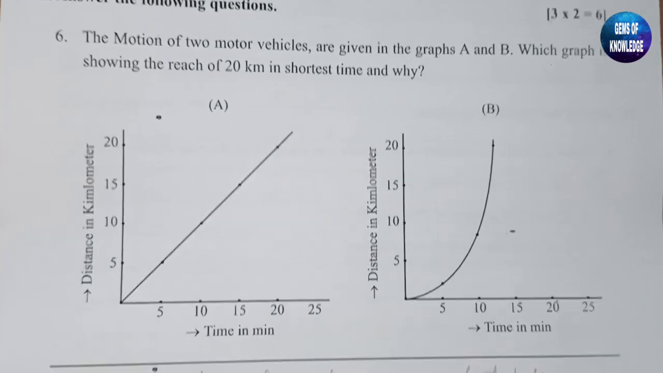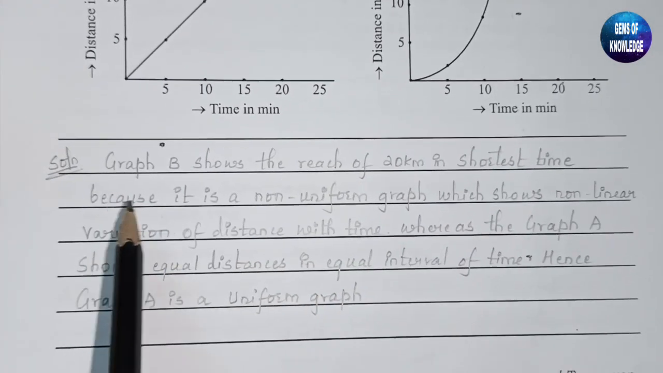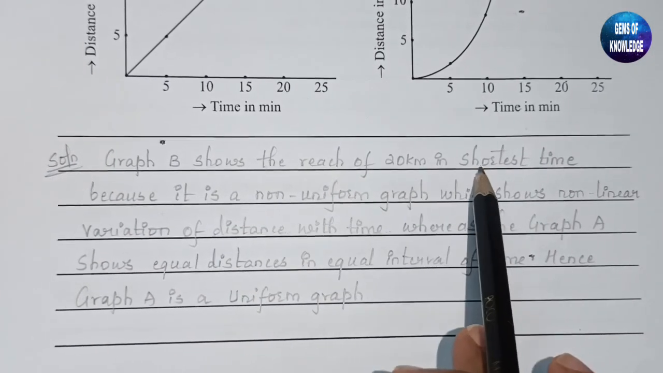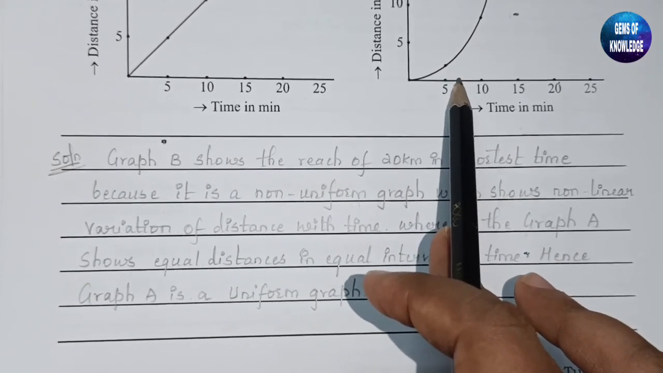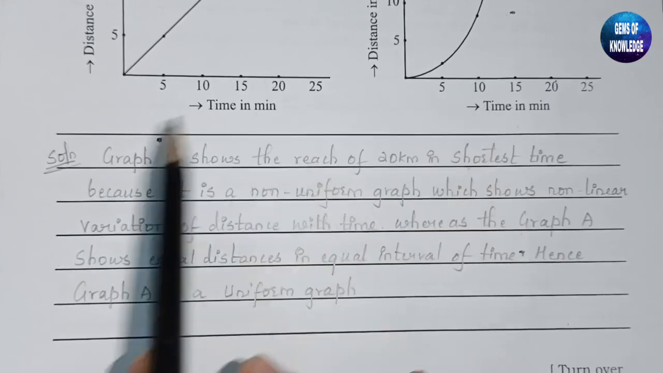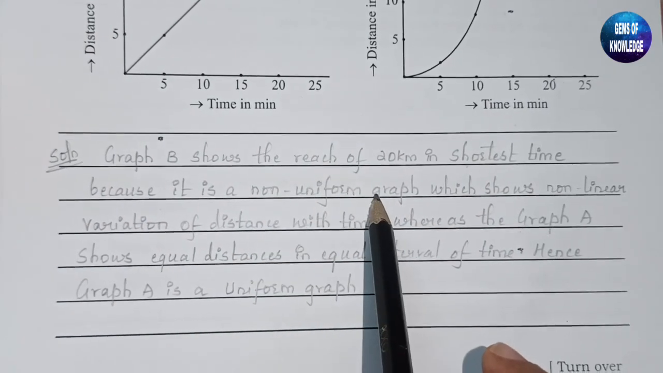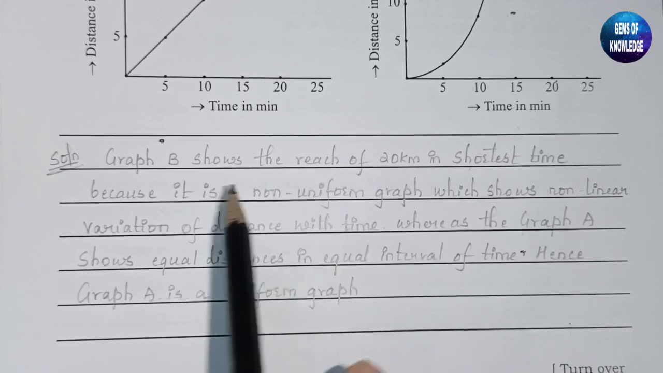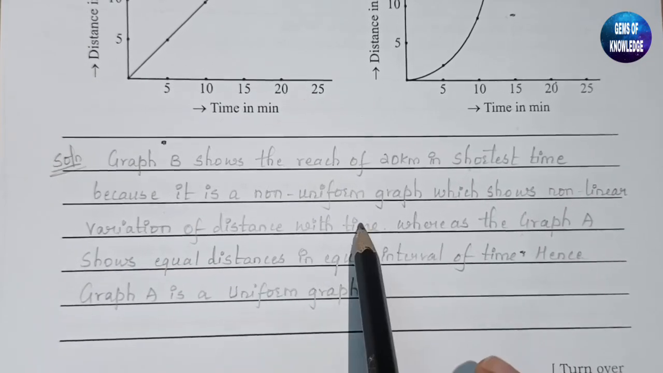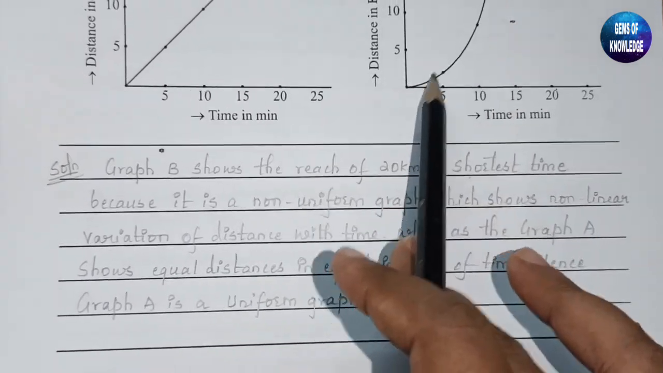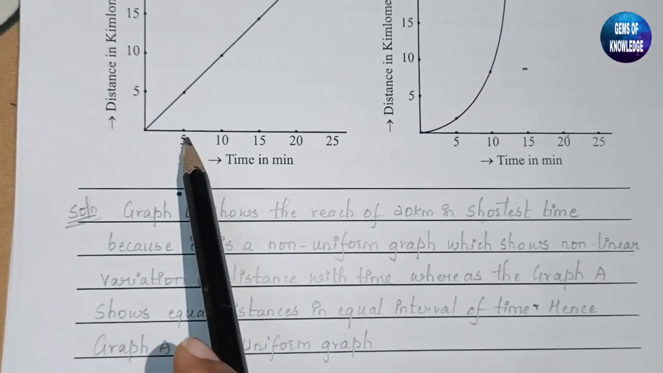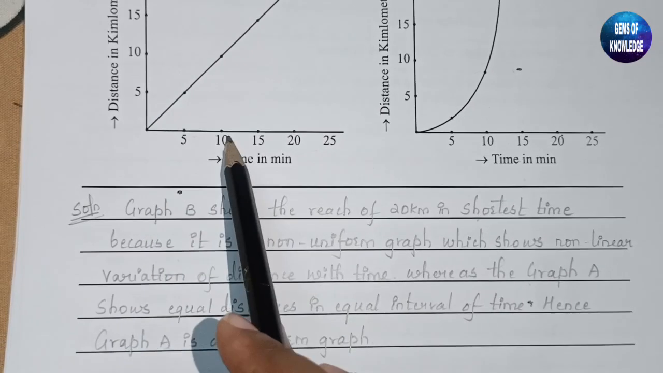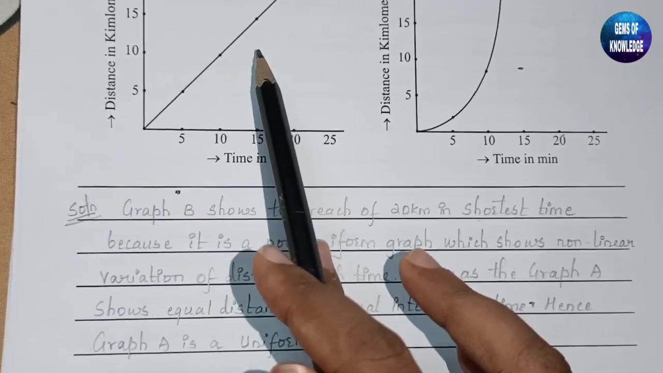Okay, so what are we going to write as the answer? Graph B shows the reach of 20 kilometers in the shortest time. This graph shows us the reach of 20 kilometers in a very short time because it is a non-uniform graph. Okay, and it shows non-variation of distance with time, meaning there is no exact variation of distance with time. Here you can see exactly 5 minutes 5 kilometers, 10 minutes 10 kilometers, because this is uniform.